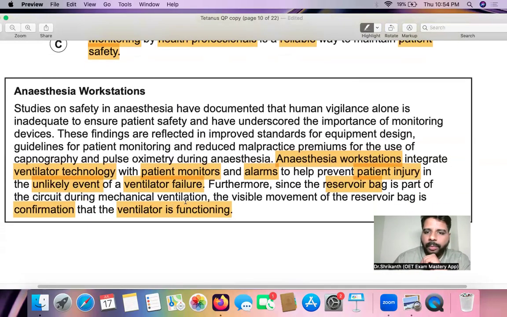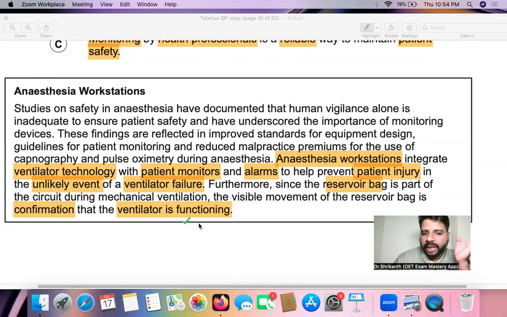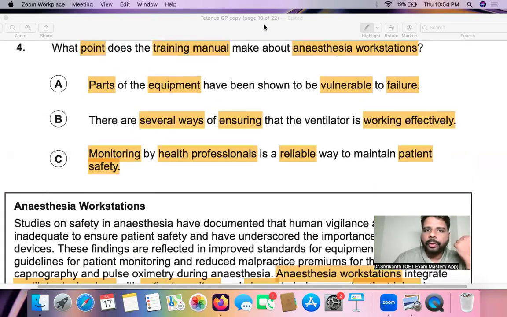So for example, if you come over here, you see this is the keyword. So this is the benefit. Even if you don't understand the vocabulary, you see "this ventilator is functioning" is mentioned. Patient monitors, patient alarms, reservoir bag, the visible movement, all these things are basically mentioning the different ways in which we can find whether this thing is functioning or not, right? So you can say that B is suspected to be the right answer.